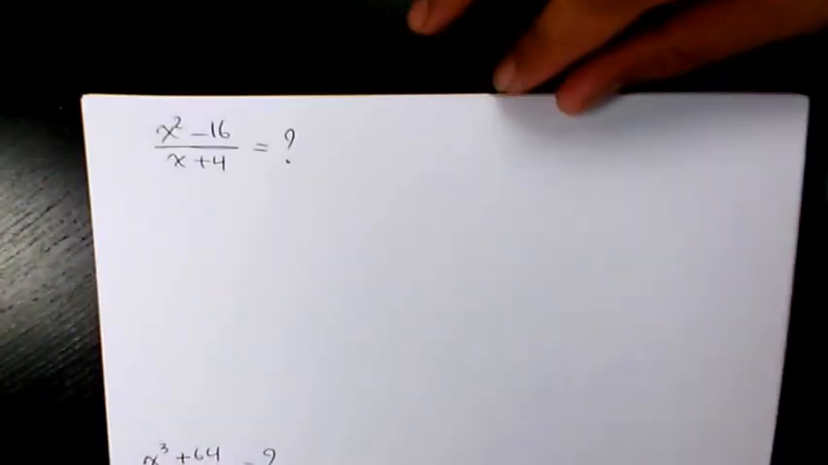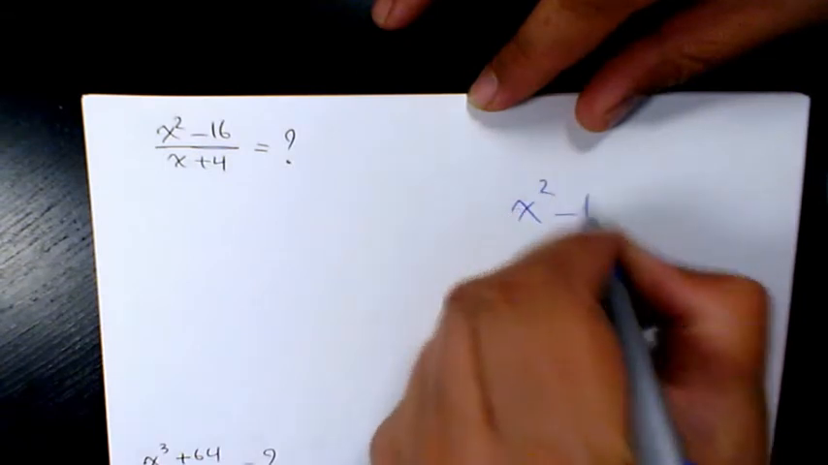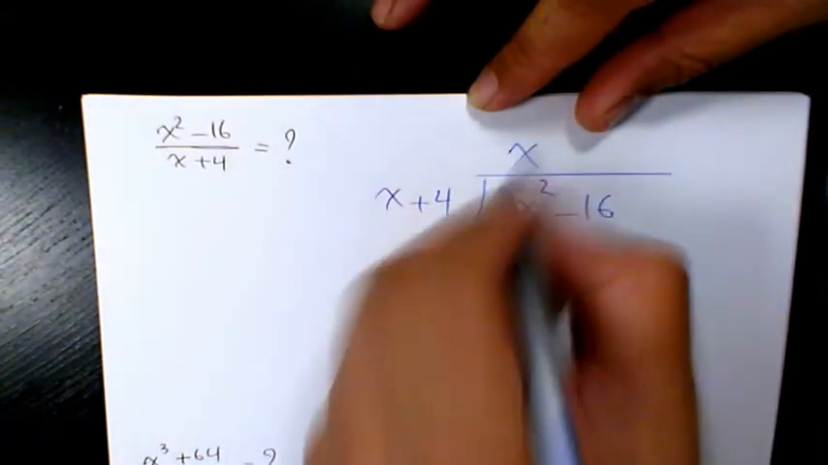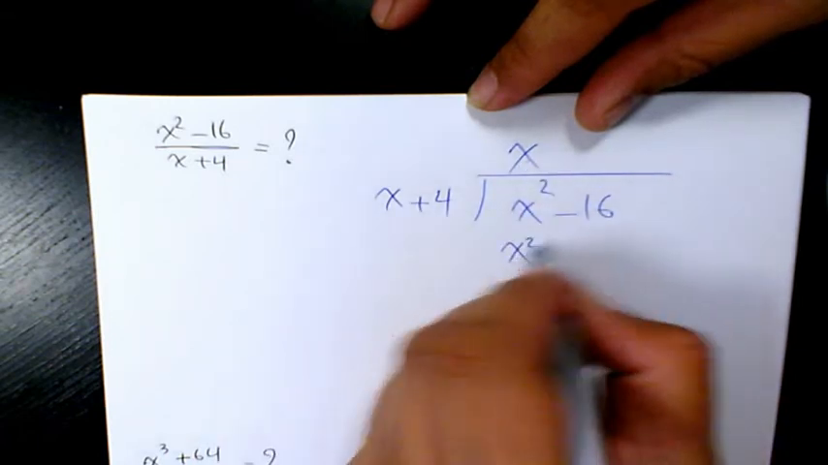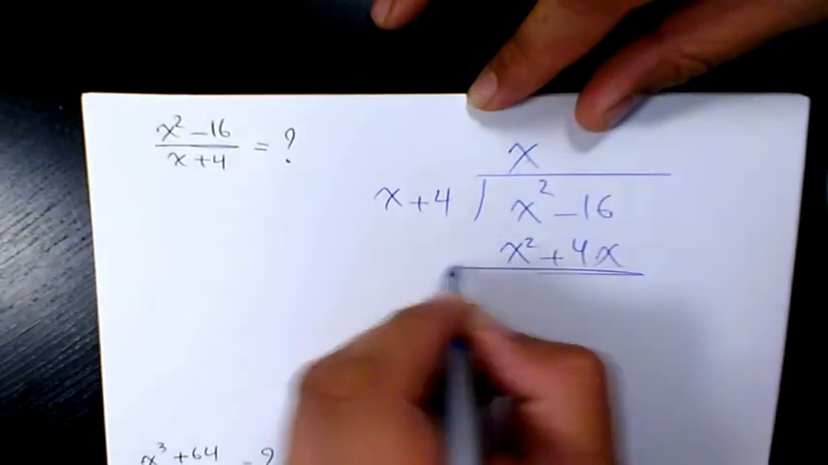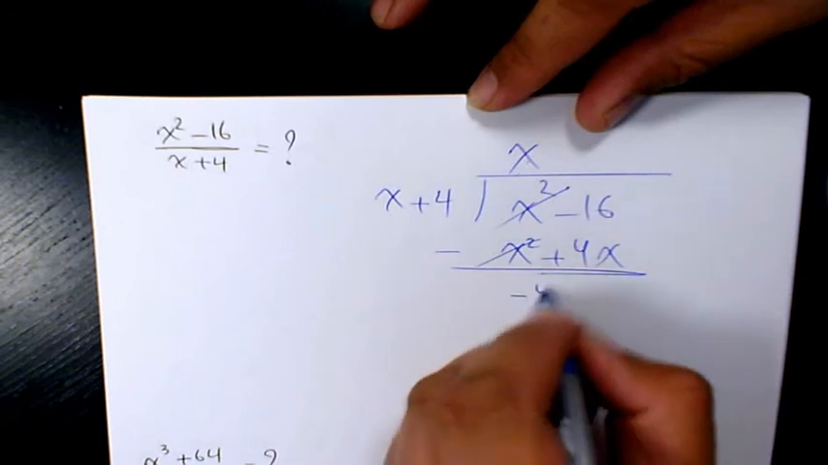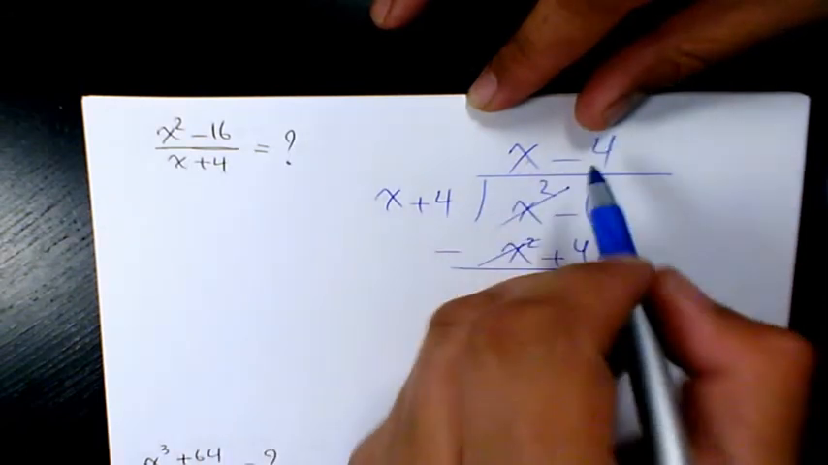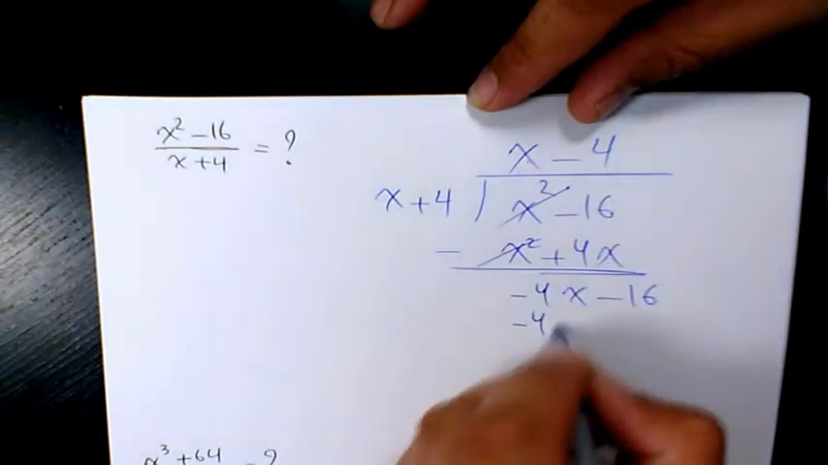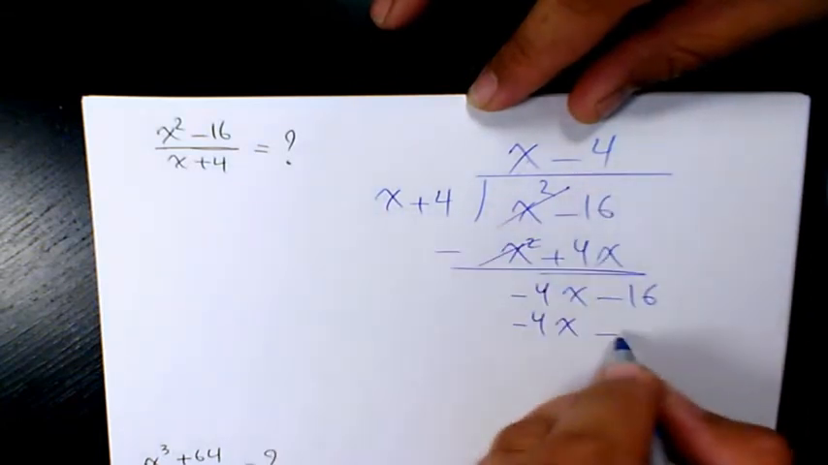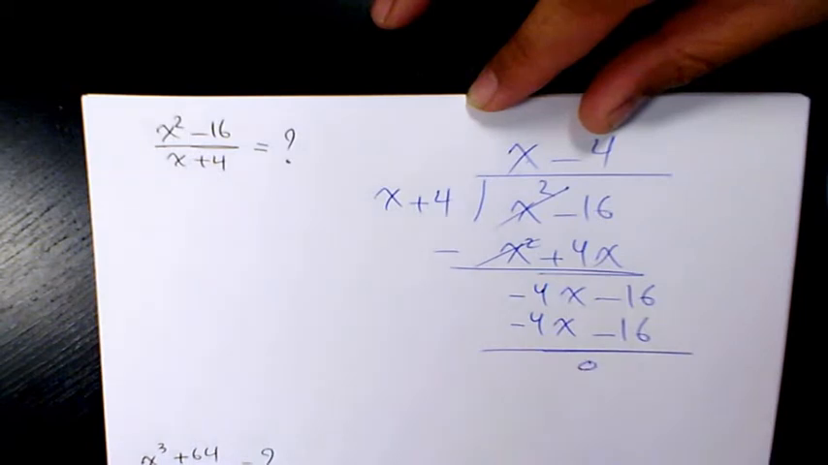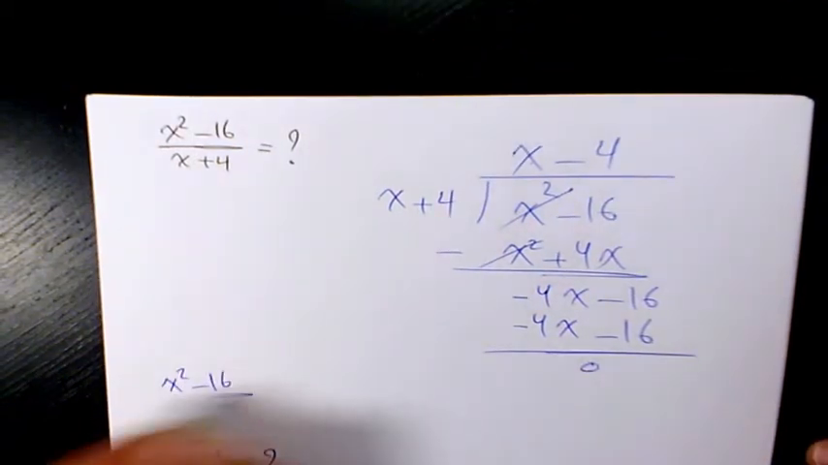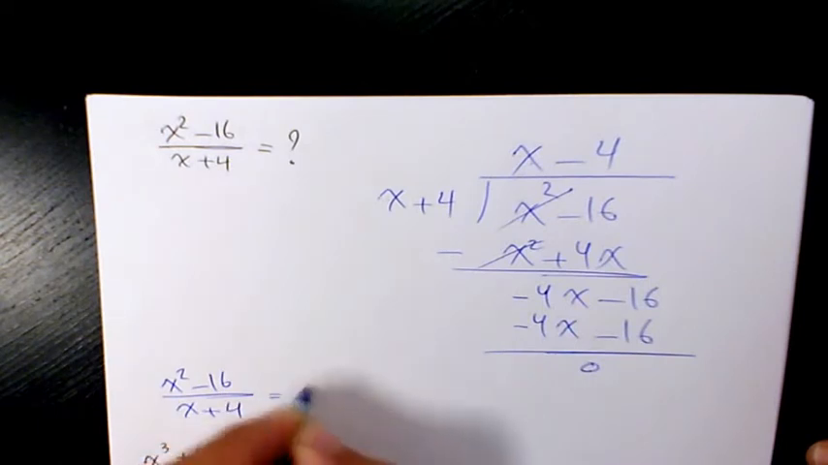Next example, x squared minus 16 divided by x plus 4. x squared divided by x is x. x times x, x squared. x times 4, 4x. When you subtract it, these two cancel out. You have negative 4x minus 16. Negative 4x divided by x is going to be negative 4. Negative 4 times x, negative 4x. Negative 4 times 4 is going to be negative 16, so the remainder is going to be 0.